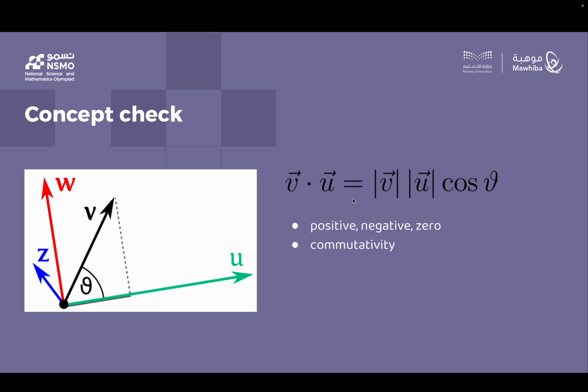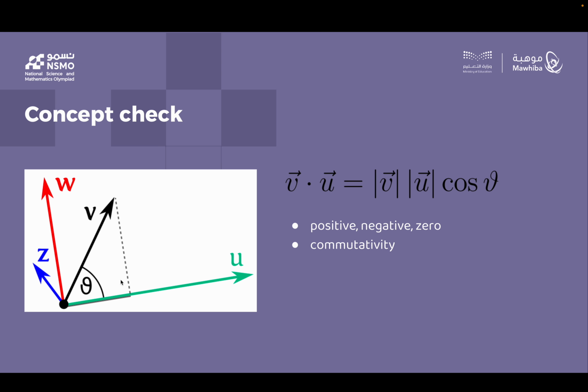Let's now do a quick concept check. How does the sign of the result depend on the angle? The result is positive if the cosine of the angle is positive, so when the angle is acute. For example, the angle between the vectors u and v is less than 90 degrees, so their dot product will be positive. If the angle is 90 degrees, then the cosine is 0, so the whole dot product is 0.